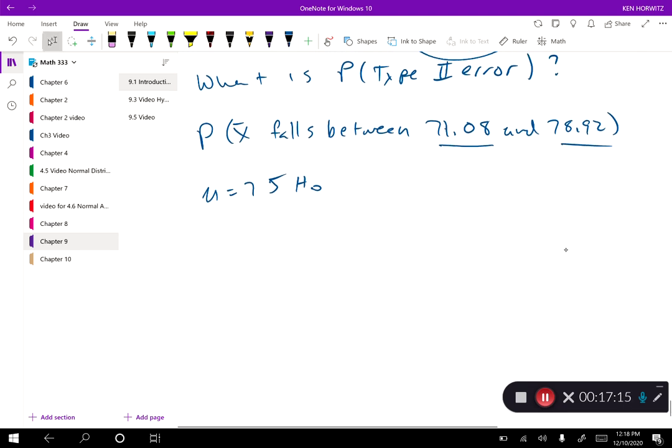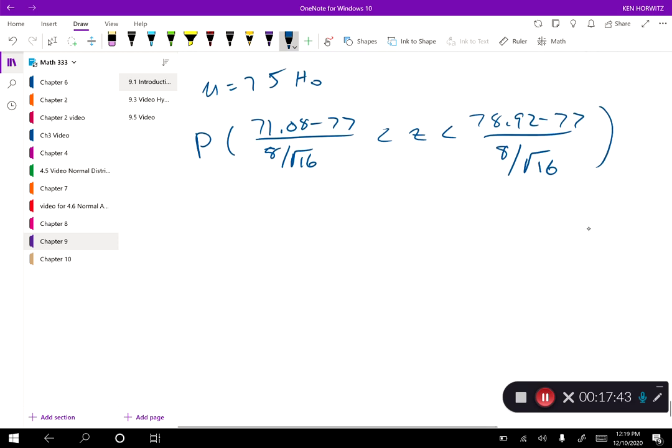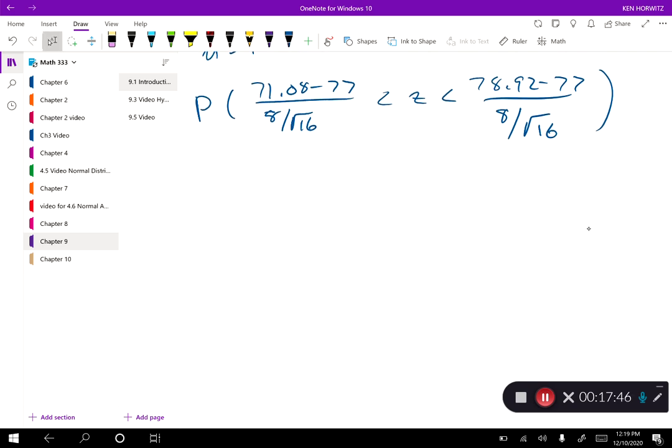All right, so I'm going to put it into my Z formula: (78.92 minus 77) divided by 8 over the square root of 16. And I'm going to ask you to pause the video for just a minute, do both calculations, and then we'll move on from there.